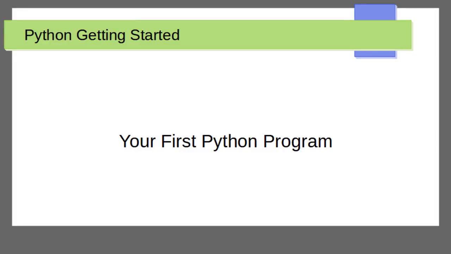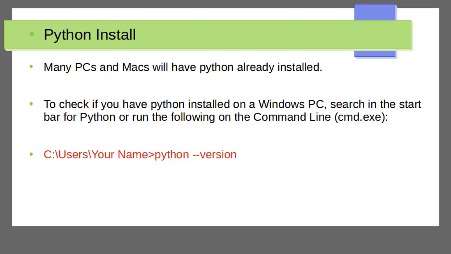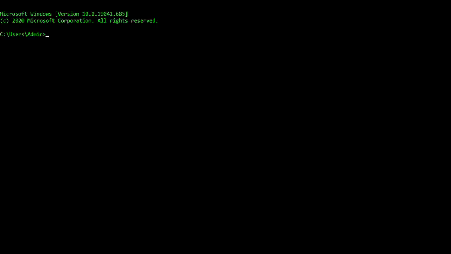Now first of all, check that we have installed Python or not. Many PCs and Macs will have Python already installed. To check if you have Python installed on a Windows PC, search in the start bar for Python or run the following on the command line: C:\Users\Your Name> python --version.